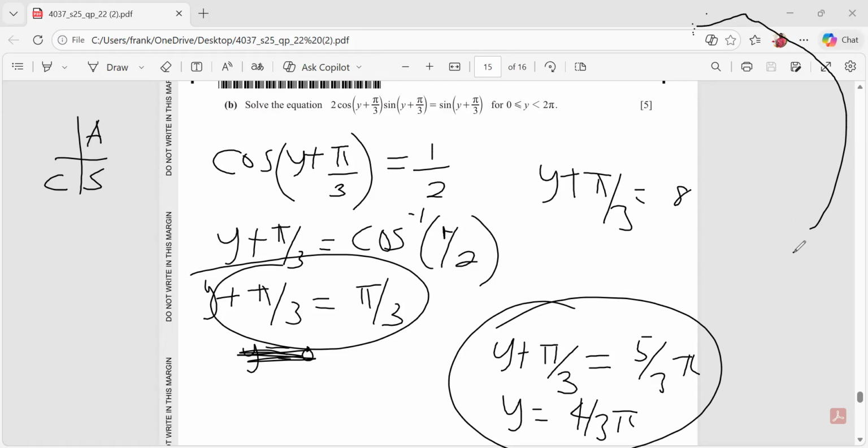So if you combine all the answers, 0 should work. For the sine, we had 2 over 3 pi and 5 over 3 pi. That's also work. And for the cos, we had 0 and then 4 over 3 pi. So all these four are the values of y.